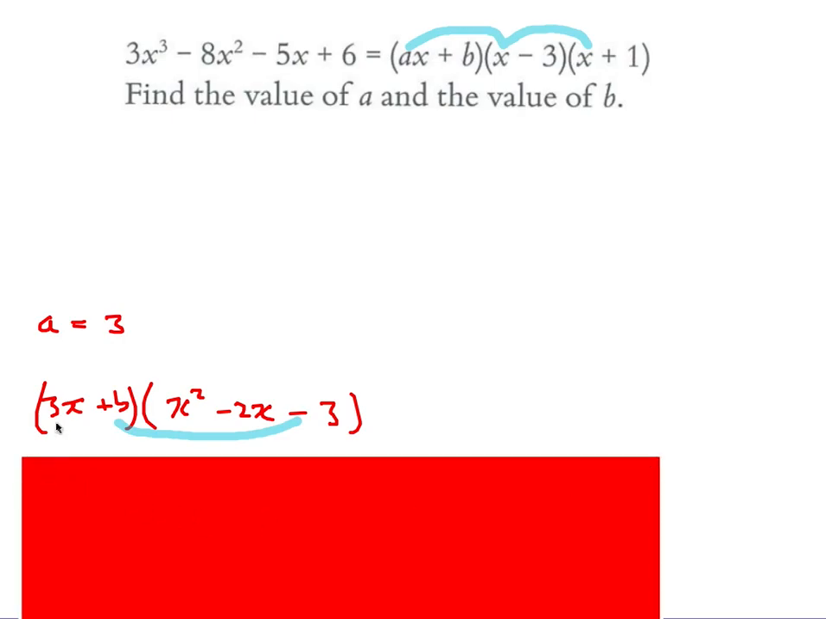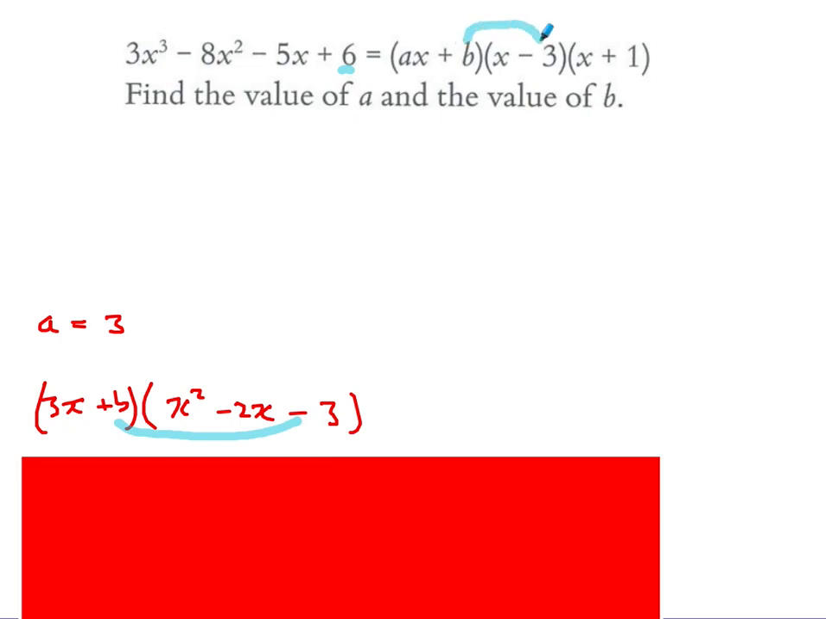I've now got this bit here. I've got 3x plus b, and then x squared minus 2x minus 3. The next bit is I do the opposite bit. I now look at just the number, and I've got a 6. I've got a 6 here. How do you get the number?